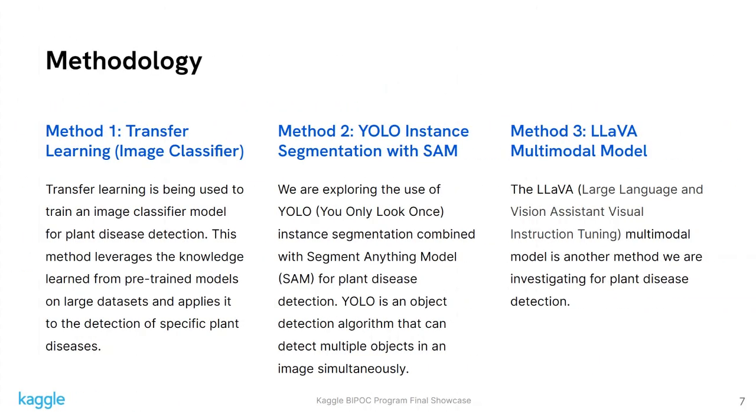For this project, three methods were experimented with to see which is scalable and less stressful to set up. The first was transfer learning, which involved leveraging a pre-trained state-of-the-art model and fine-tuning it on the dataset to perform plant disease detection. The second method involved using YOLO to train an instance segmentation model to identify multiple plant diseases in an image, and the last method involved using a multimodal model.